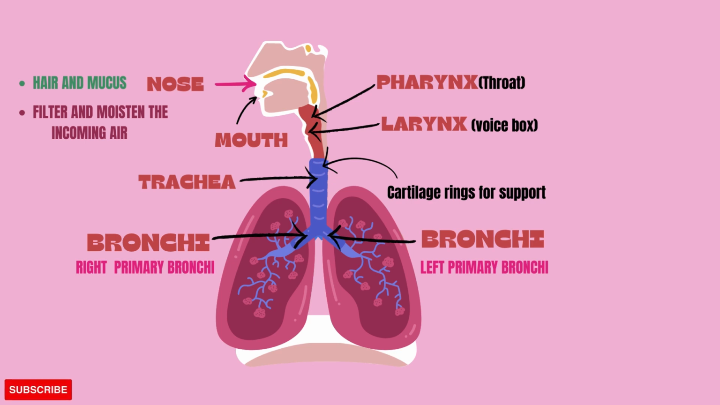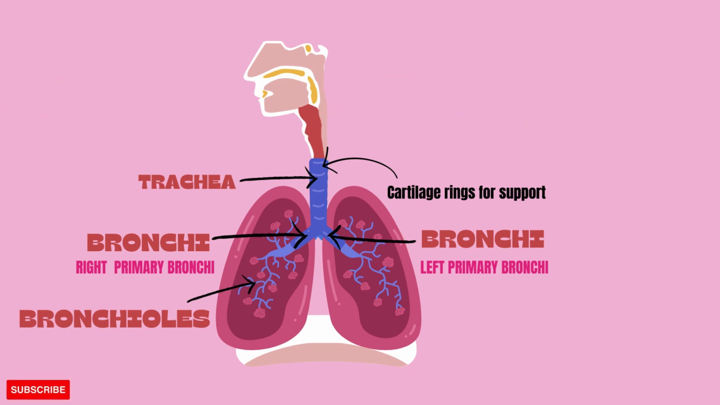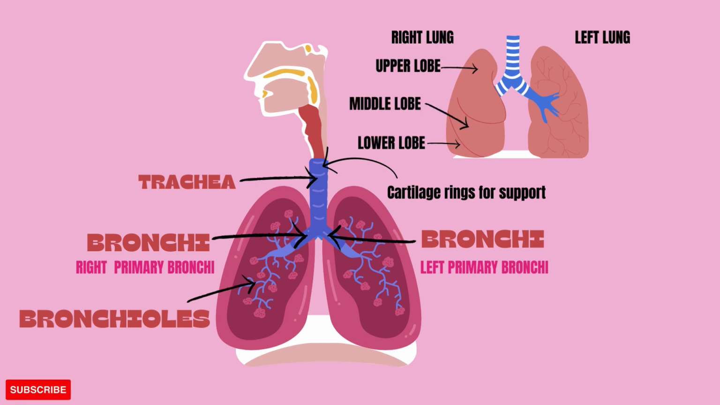Within the lungs, the bronchi branch out into smaller bronchioles, which continue to divide and become progressively smaller as they penetrate deeper into the lung tissue. Just a bit about the lungs. There are two lung sections called lobes, three lobes on the right and two on the left. The left lung is generally smaller than the right because of the heart.